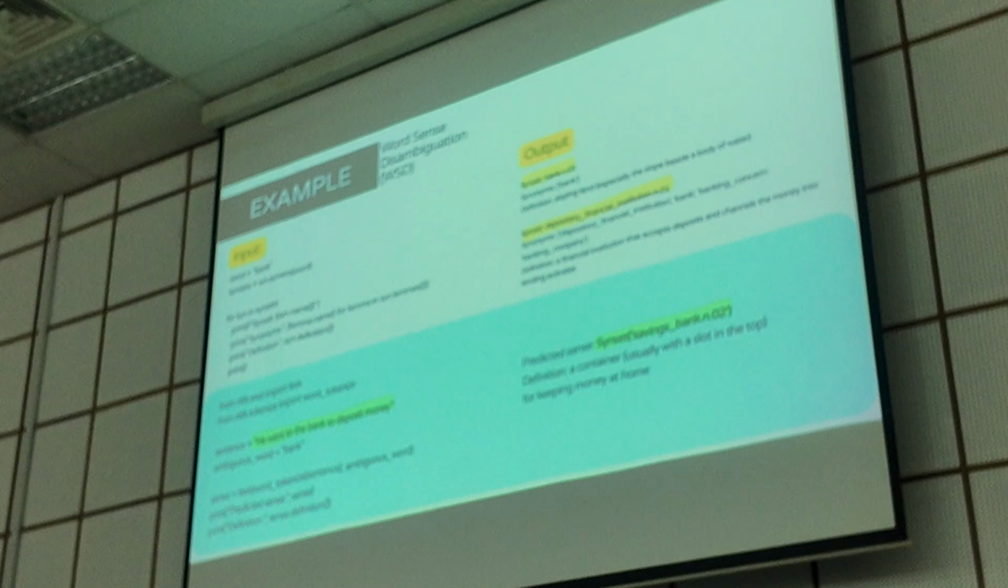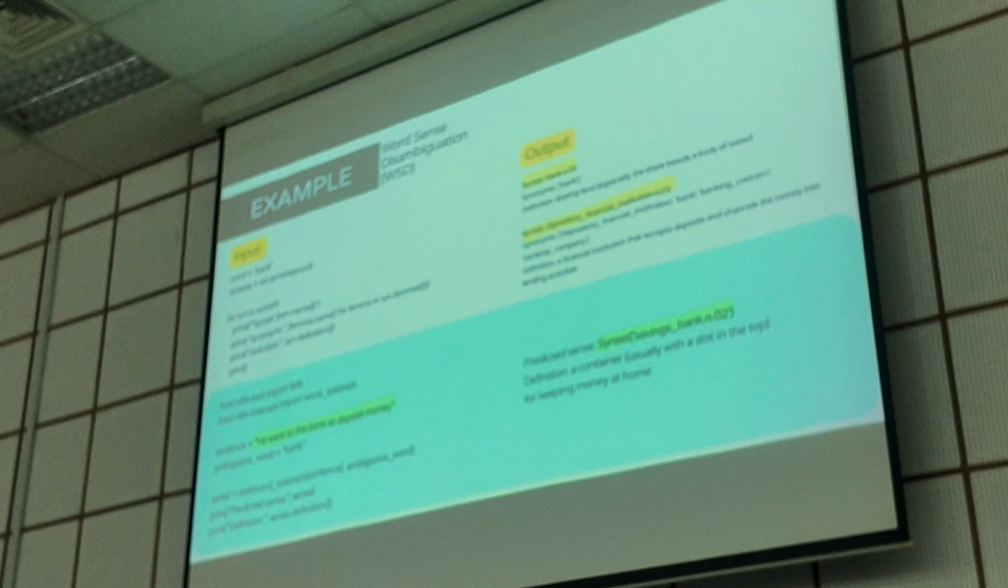What is word sense disambiguation? Let's understand what ambiguity is first. Semantic ambiguity is when a word has multiple meanings. For example, a very simple one: bank.